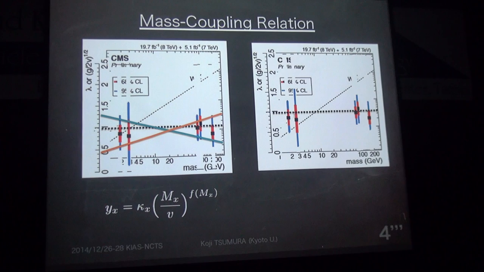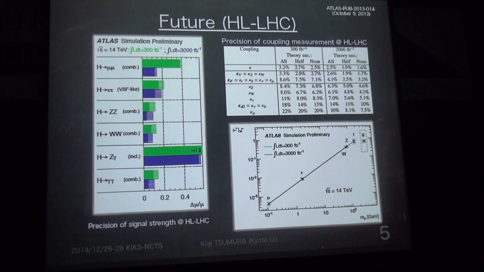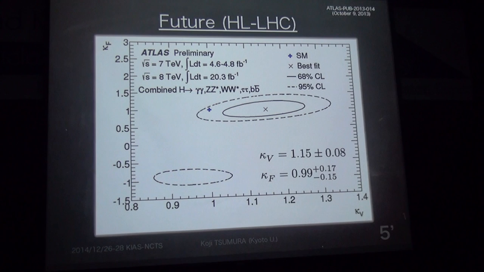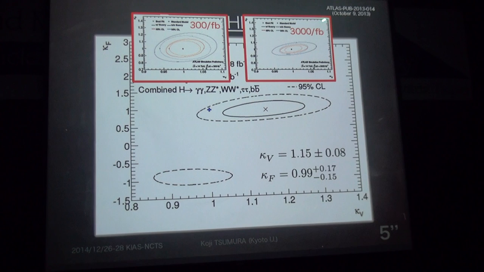In the future, at the high luminosity LHC, Higgs couplings will be measured very precisely. This is a table for each coupling, and this is again a mass coupling relation. Typically, Higgs couplings will be measured at the level of 5% at the high luminosity LHC. Okay, this is the current status and the current error bar from the ATLAS experiment. And at the future LHC, I already rescaled the size of the boxes. Then you can just imagine it shrinking from this size to this size at the high luminosity LHC, at the level of 5%.